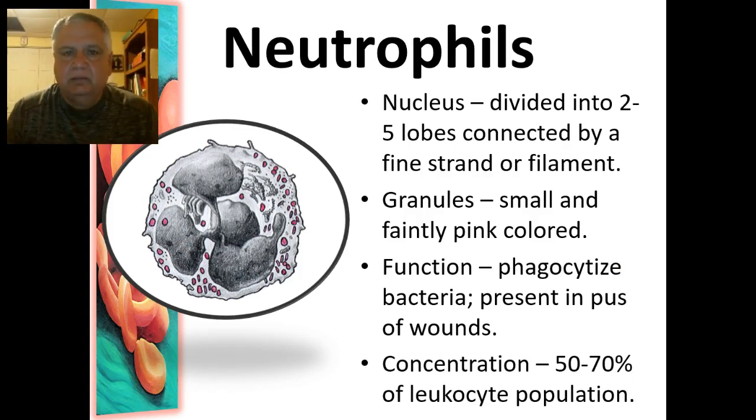Concentration-wise, they make up about 50 to 70% of the leukocyte population, not of the total formed element population, but of the leukocyte population. They are frontline defenders, and so we're going to have a very high concentration of them. About 50 to 70% of the leukocyte population should be neutrophils.